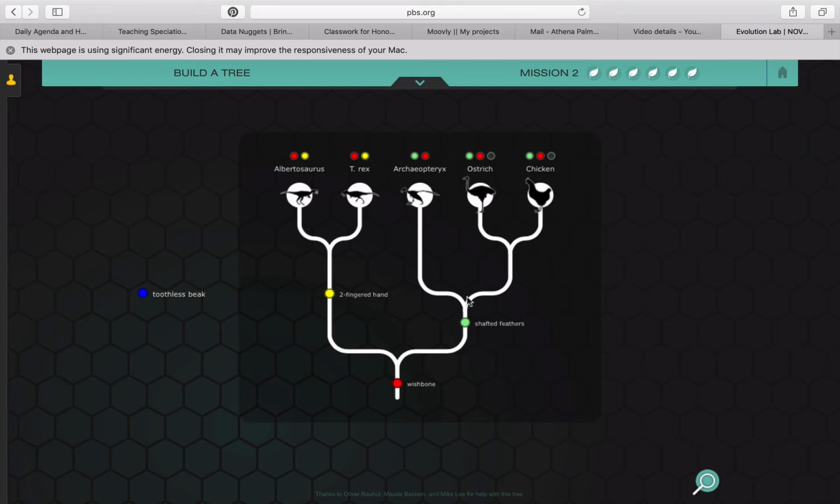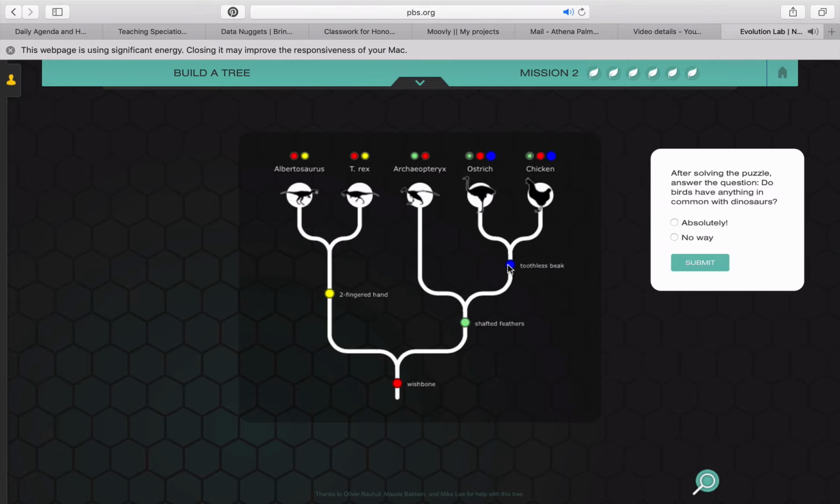After the speciation event, going over to this side here, there was a branching to develop ostrich and chicken. What did this common ancestor have that passed on to both of these, and that both of them have in common? That would be the toothless beak. All right, so after solving the puzzle, do birds have anything in common with ancestors? Absolutely. They are believed to be descendants of dinosaurs.